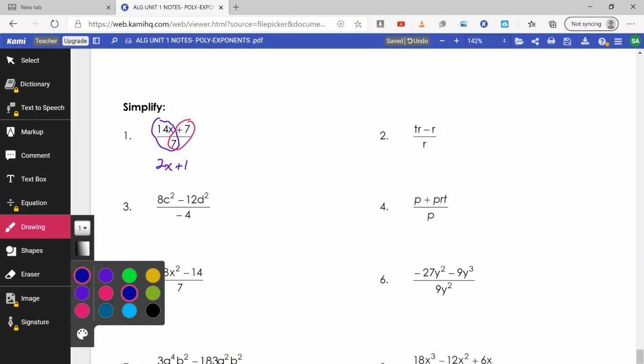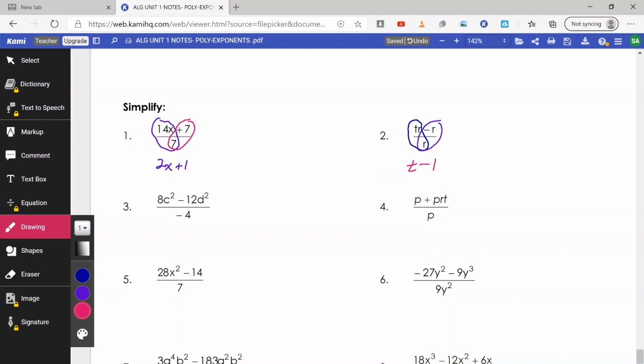Like in number 2, tr minus r divided by r. I'm going to divide tr by r first. Nothing to work with the t, but r divided by r is 1, so I really only end up with t. And then we have minus r divided by r. Again, anytime I divide something by itself, I get 1. In this case, it's negative divided by positive, so we get minus 1. So t minus 1.